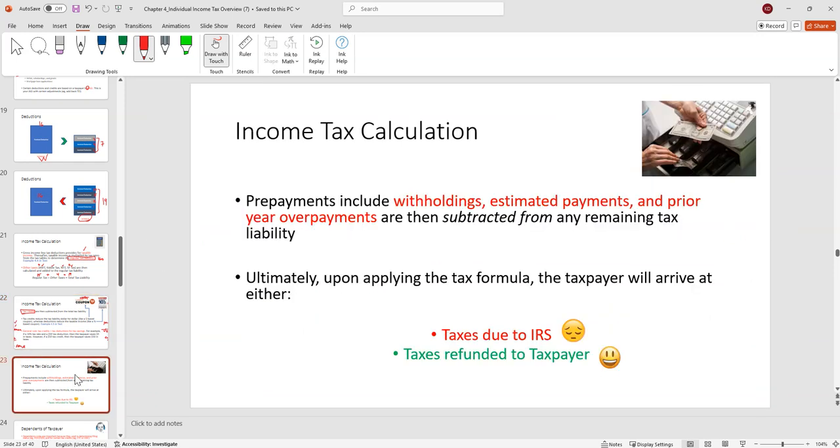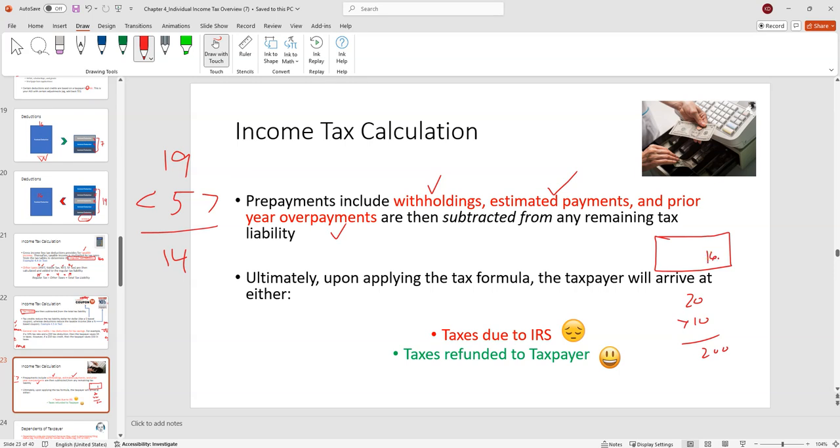After you back out your credits, right? So I don't know, let's just say we owe 19, we had 5 in credits, right? So now we're at 14. Then we back out any withholdings, estimated payments, and prior year overpayments. What do these mean? Your withholdings, right? So let's say you have your first job, right? You do $20 an hour and you work 10 hours, right? So you're like, this is great. My paycheck should be 200 bucks. You get your paycheck and you're like, oh, it's 160, right?